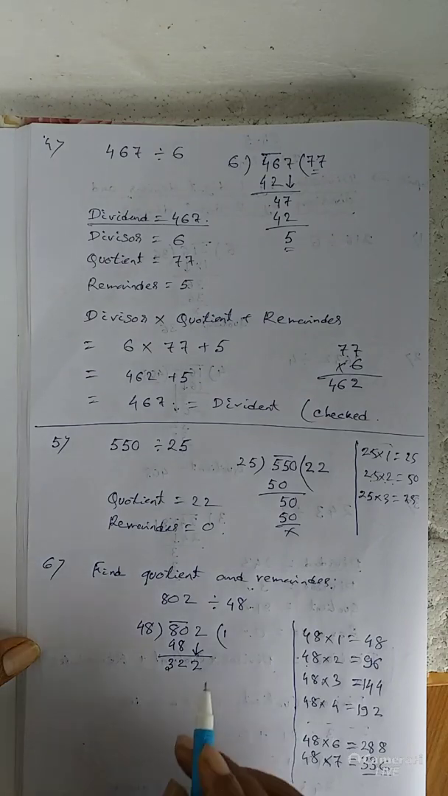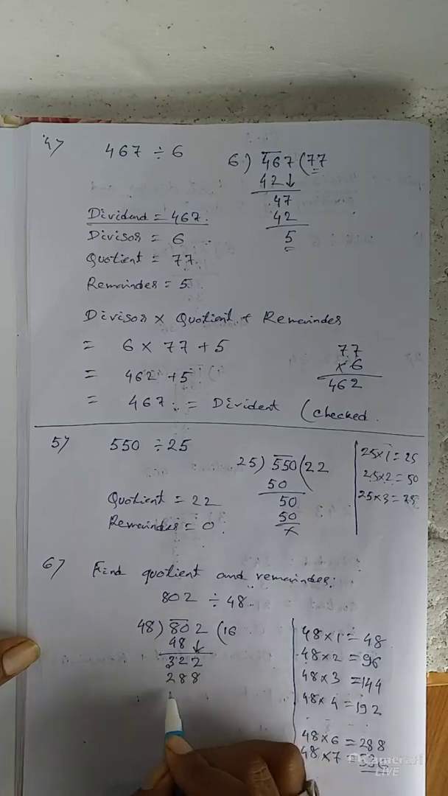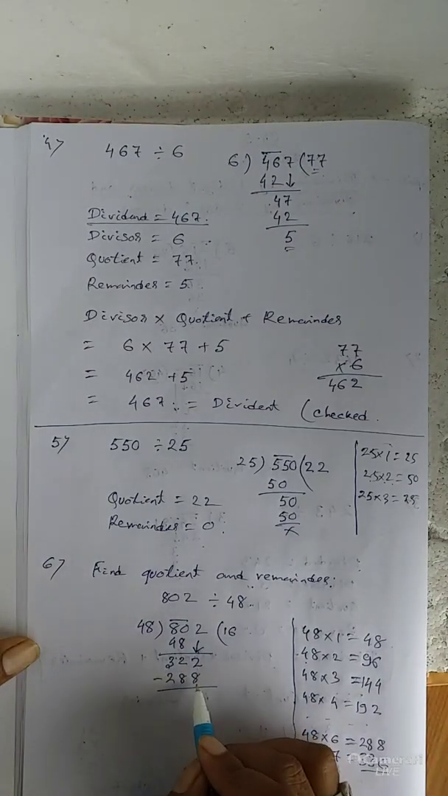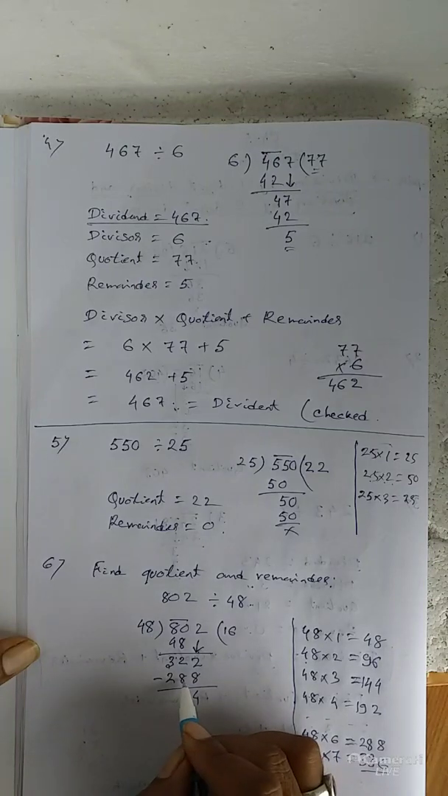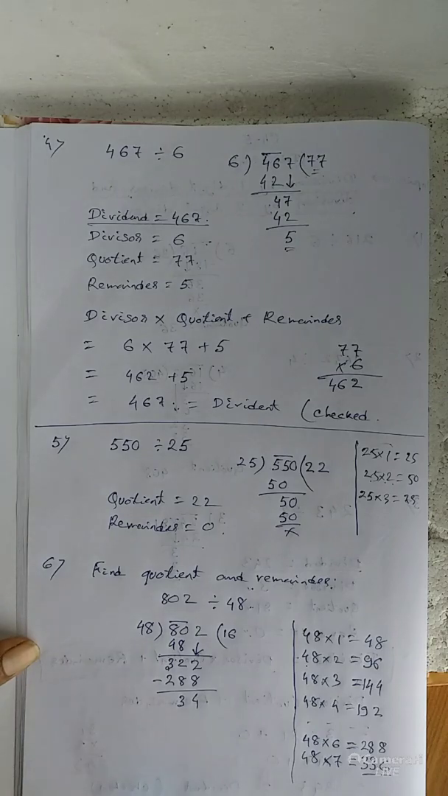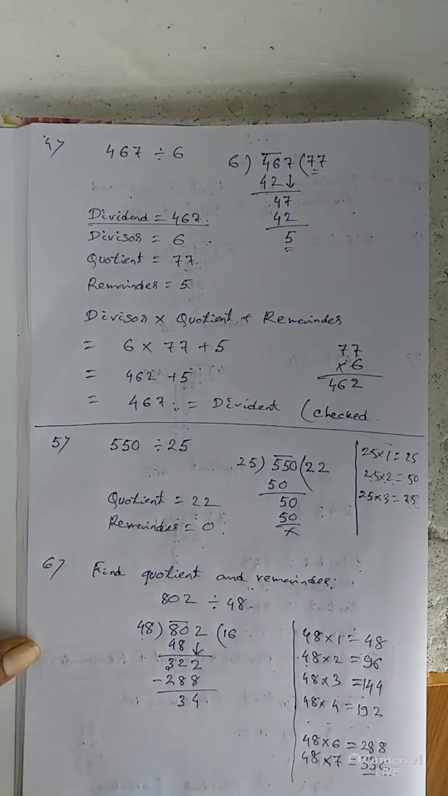Yes, you can take it by 6, 288. Subtract here: 2 means 12 minus 8 is 4, 1 borrowed from here, 8 plus 1 is 9, 12 minus 9 is 3, 1 borrowed from here, so 34. And see, 34 is less than 48. Moreover, there is no digit left in the dividend, so 34 is the remainder. The quotient becomes 16, so in that case we get a remainder.